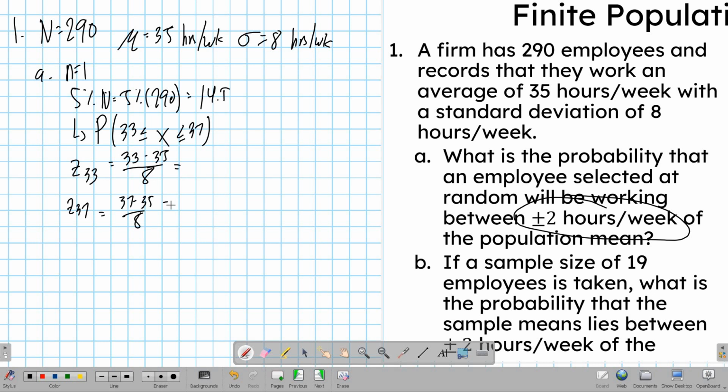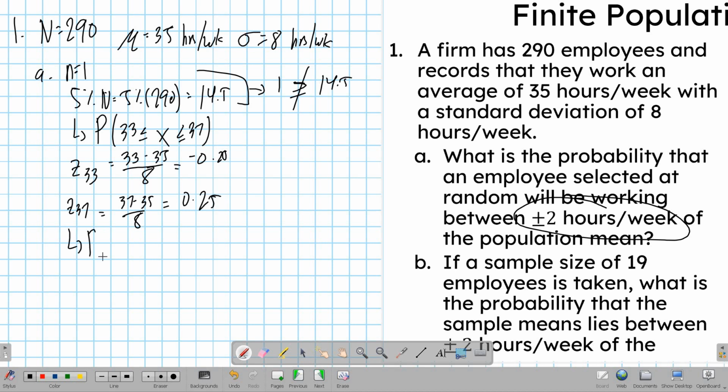As you can see, we don't apply the correction because it's not applicable, because here 1 is not greater than or equal to 14.5. So therefore, from here, we can see that the z-score of this is negative 0.25. And this one here is positive 0.25.